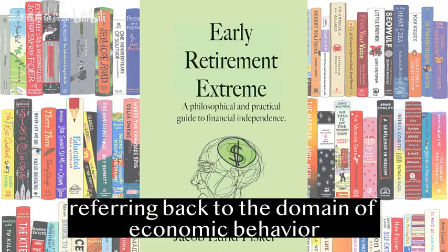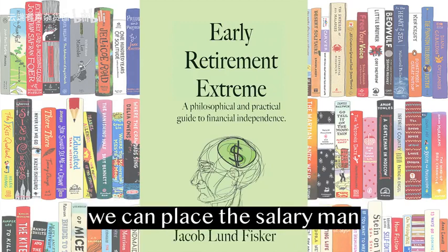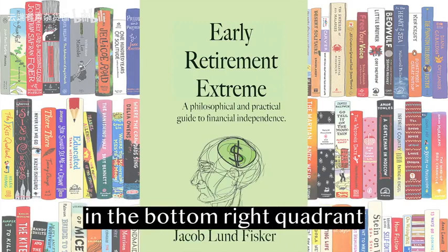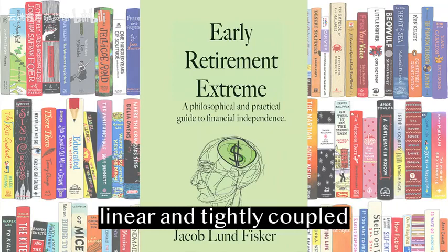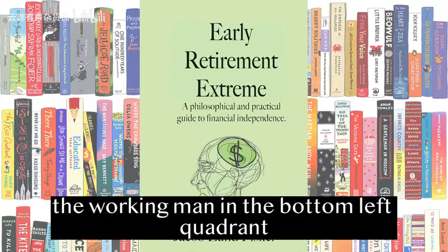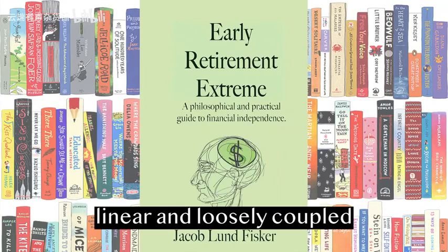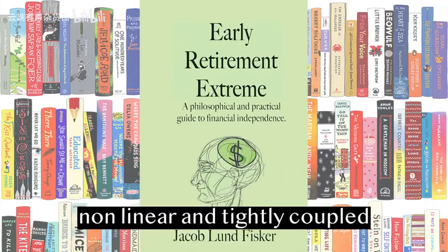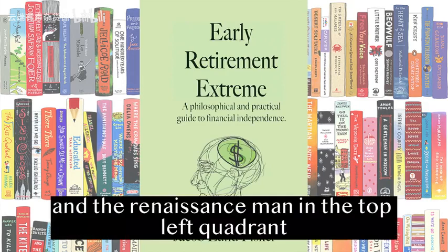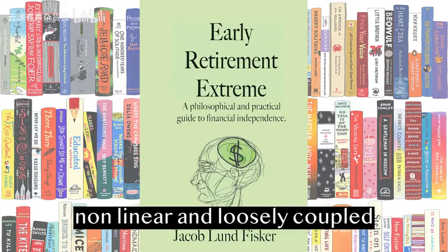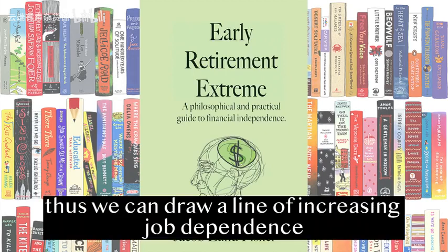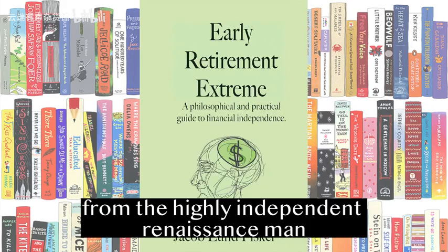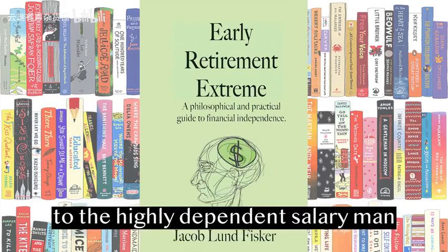Referring back to the domain of economic behavior, we can place the salaryman in the bottom right quadrant, linear and tightly coupled, the working man in the bottom left quadrant, linear and loosely coupled, the businessman in the top right quadrant, nonlinear and tightly coupled, and the Renaissance man in the top left quadrant, nonlinear and loosely coupled. Thus, we can draw a line of increasing job dependence from the highly independent Renaissance man to the highly dependent salaryman.